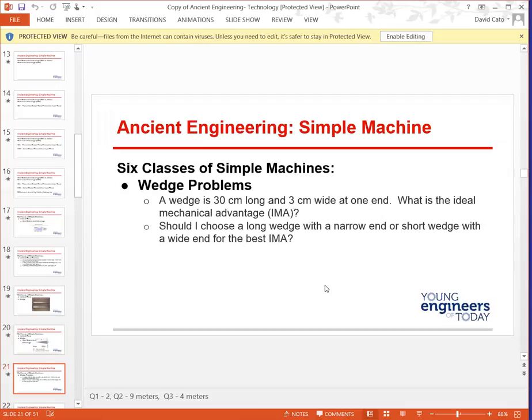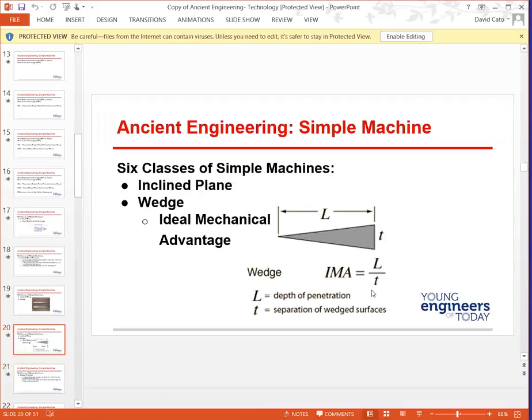How about this one? A wedge is 30 centimeters long and 3 centimeters wide at one end. What is the ideal mechanical advantage? I'll go back. 30 centimeters long, 3 centimeters wide. 30 centimeters long, 3 centimeters thick.